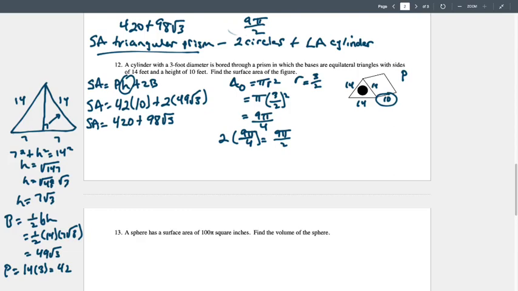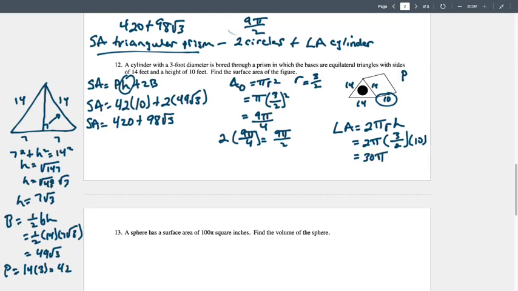Okay, and then we also have our inside part there. So we need to do the lateral area of the cylinder, which is 2 pi RH. So 2 pi, the radius of that was 3/2. And then the height is also going to be 10, because you've got this 10-foot cylinder that goes through that triangle right there. So 2 times 3/2 is just 3. You're doing 2 times 3 divided by 2, which would give you 3. And then 3 times 10 is 30.